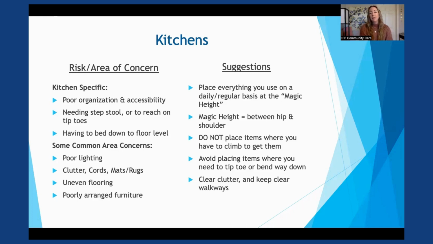And then we always want to make sure that even in the kitchen, we're clearing clutter and keeping those walkways clear. Some other common areas of concern in the kitchen are poor lighting, clutter, cords, mats and rugs, uneven flooring, and poorly arranged furniture. We just want to make sure that we're looking at all of those things as well.